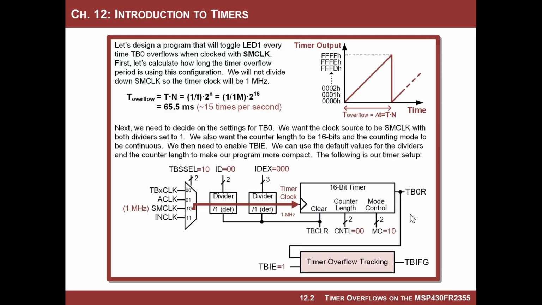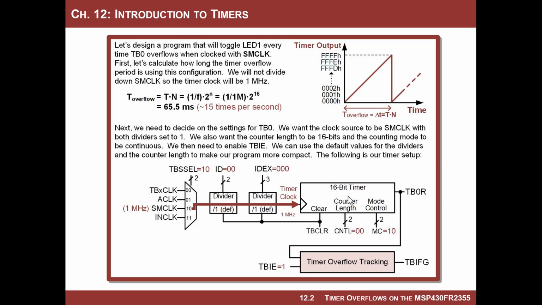But this time, we are going to use SMCLK. Now, this stands for submaster clock, and this is a 1 megahertz internal clock that is provided on the MSP430 FR2355. What we're going to do here is leave the divider ratio the same, at 1 for the first two stages of dividers. So that'll allow 1 megahertz to actually drive the timer.